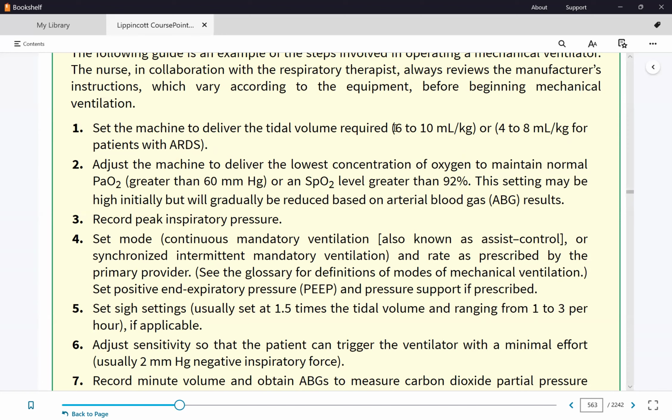So let's say it's a non-ARDS patient. So it's anywhere between 6 to 10. Most hospitals use 8. Okay, so 8 mLs per kilogram. So the average tidal volume is around 350 or 400 mL. Okay. So on the machine, the symbol for tidal volume is capital V and a small letter T. Okay, so that's tidal volume.